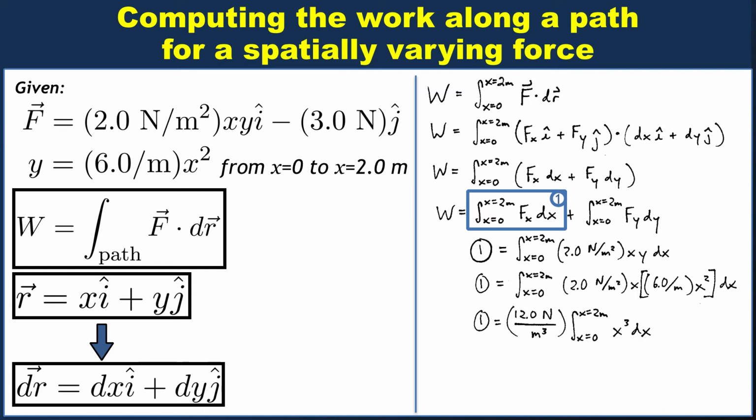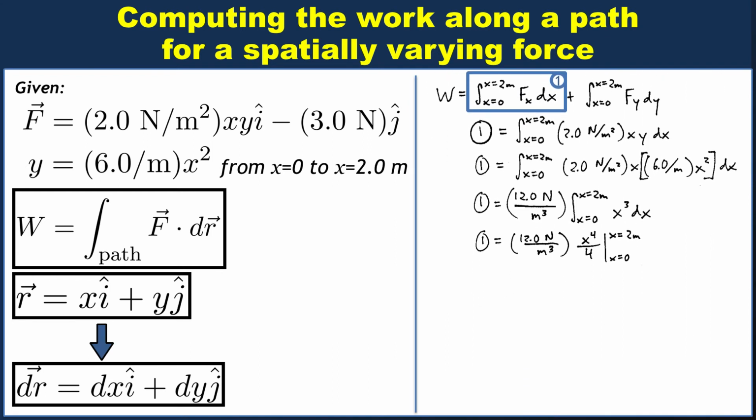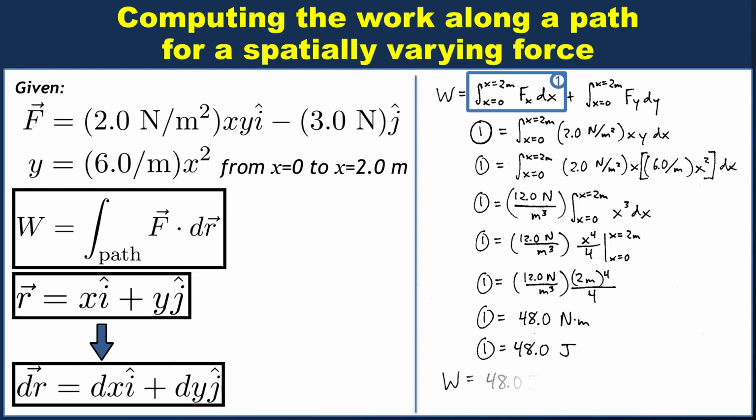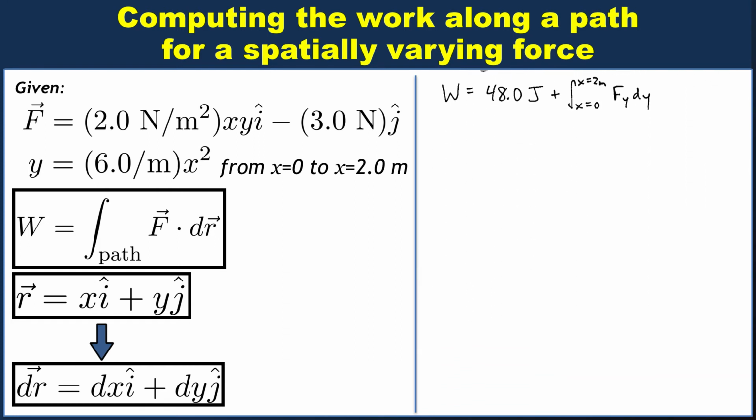Well, the integral of x cubed is x to the 4th over 4. We'll plug in the two limits of integration, and we see that it becomes 12 newtons per cubic meter times 2 to the 4th over 4, or 48 newtons times meters. A newton times a meter is a joule, so that's a unit of energy. That tells us that the work associated with that first integral is 48 joules. Let's write that explicitly in the equation for the work so that we remember it. And our next goal is to solve the second integral. So we'll move this up and label this integral 2.